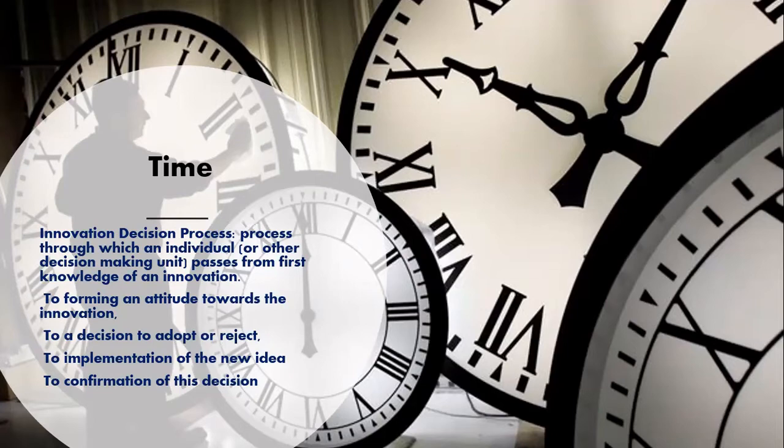After that, with the people who adopt, we will discuss the adoption cycle in the coming slides. So implementation of the new idea takes time, and so does confirmation of the decision. These are the things: forming new attitudes, taking decisions to adopt or reject, implementing the new idea, and confirming the decision. Therefore we consider time as one element of diffusion.